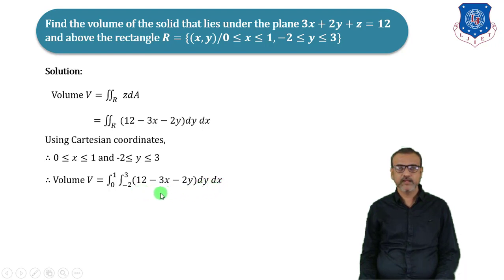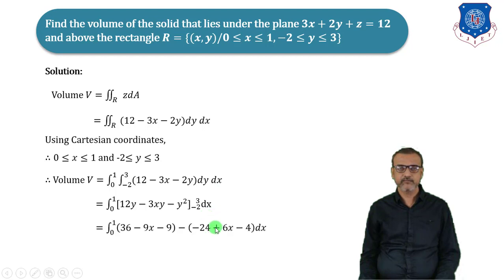Now first of all we will integrate this function with respect to y, keeping x constant. So this equals the integration from 0 to 1 of: 12 is a constant value, and the integration of 1 with respect to y is y, so the result is 12y. Then minus 3x is constant, and the integration of 1 with respect to y is y, so the result is minus 3xy. Then minus 2 will be as it is, and the integration of y is y square by 2. So 2 will cancel out, and the limit is from minus 2 to 3, and this dx will be as it is.